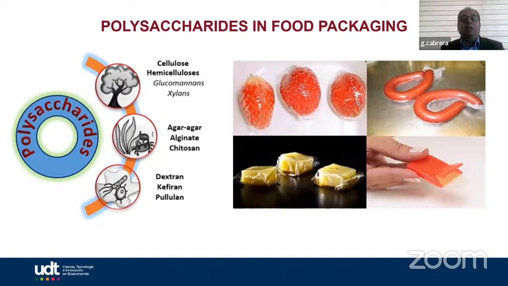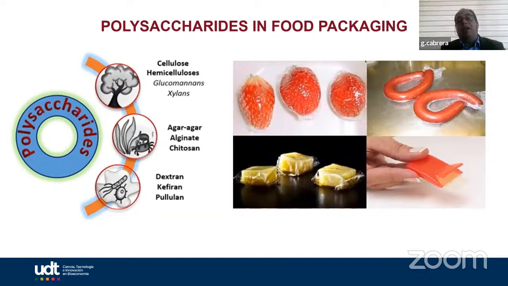Ustedes saben que los polisacáridos están presentes en la naturaleza de manera ubicua, en los árboles y en las plantas. Podemos encontrar la celulosa, que es el polisacárido más abundante de la naturaleza, la hemicelulosa, el glucomanano, el xilano.